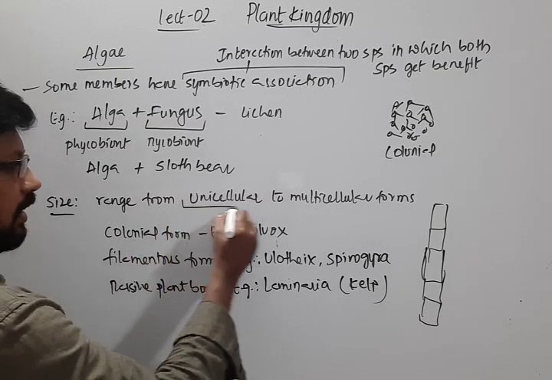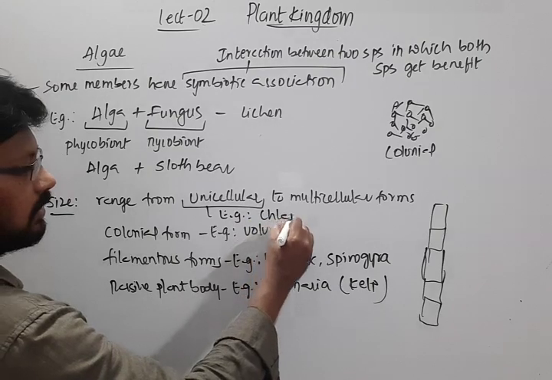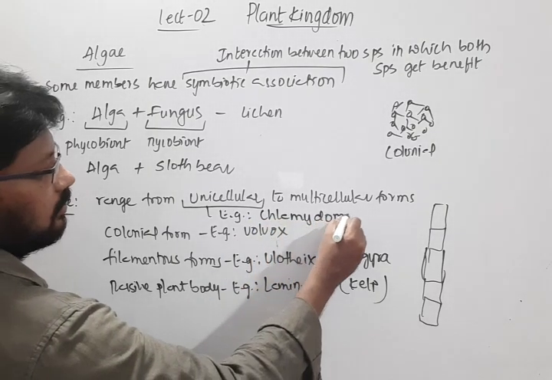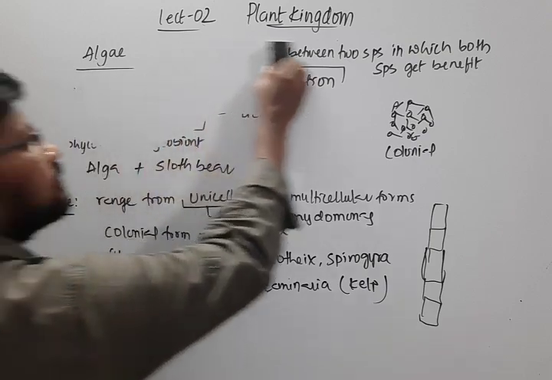For unicellular, we can also take an example like Chlamydomonas. So Chlamydomonas is a unicellular form. So that's about the size.